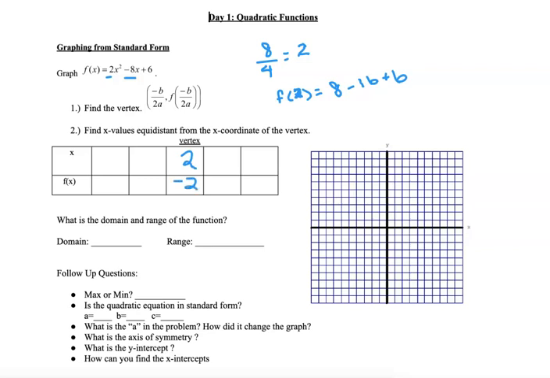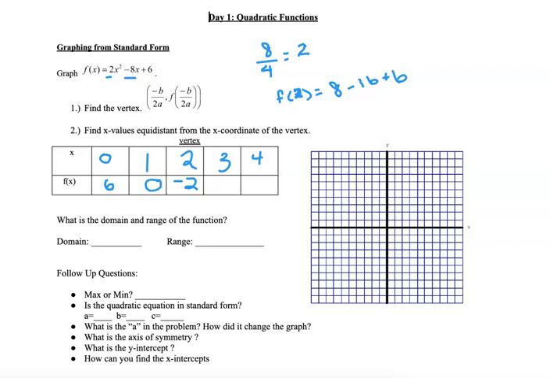Then what I like to do is use x values on opposite sides of the vertex. So I'm going to put in 1 and 3, and I'll put in 0 and 4. And this will help me plot some points. So I'll go ahead and plug those points in. If I plug in 0 up here, I have my y-intercept of 6. If I plug in 1, I get 2 minus 8 plus 6, which is 0.